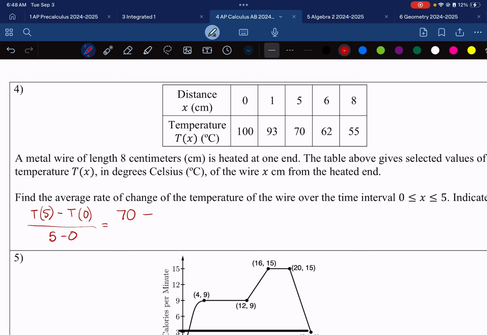And minus T of 0 is 100. This is all going to be over 5. 70 minus 100 is negative 30. And negative 30 divided by 5 is a negative 6.